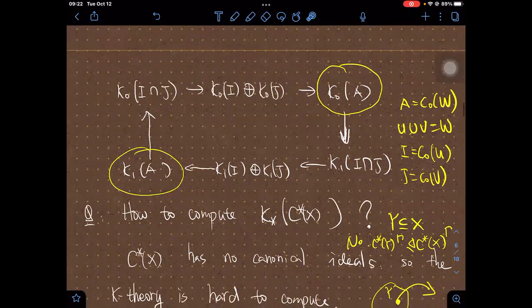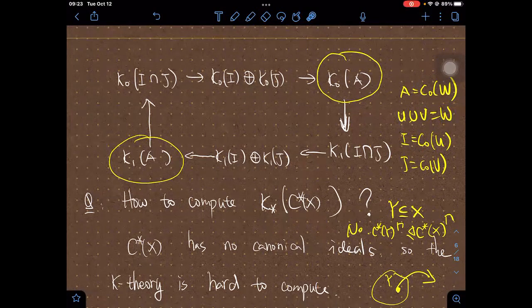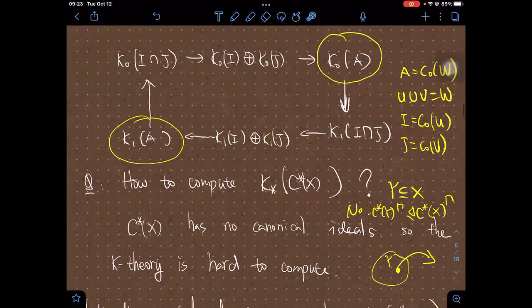So for example, if you make A equal to C0 of some locally compact space W, and W has an open cover U, V, you can view I equal to C0 of U, and J equal to C0 of V. So the computation of the K-theory of C0(W) comes from the K-theory of I and J, and actually from all the data of U and V. That means if you want to understand W, you just understand the building blocks of W and then glue them together. So this is the philosophy.